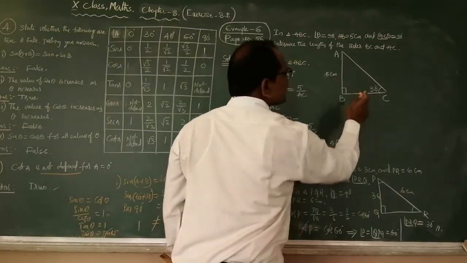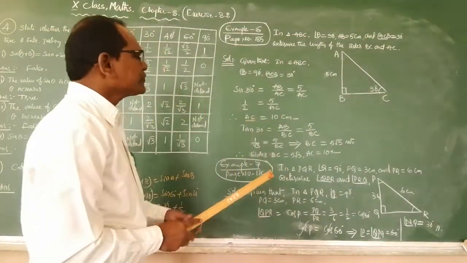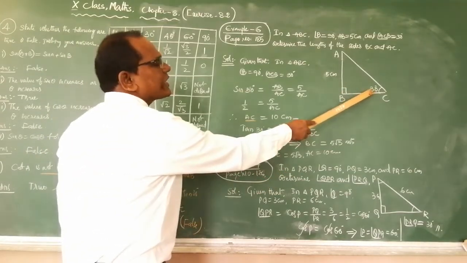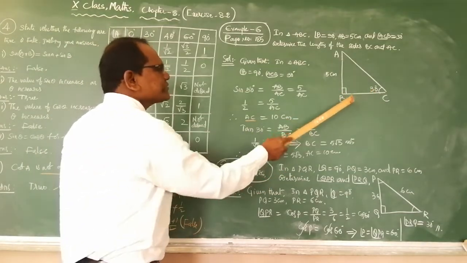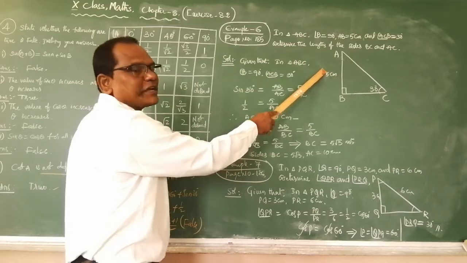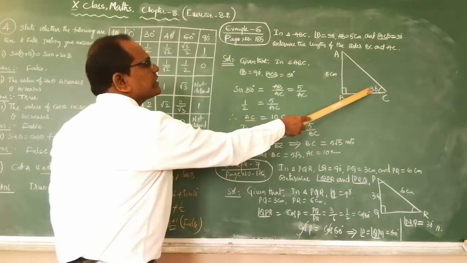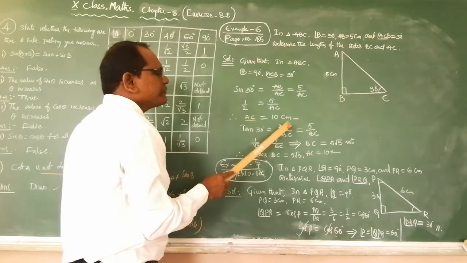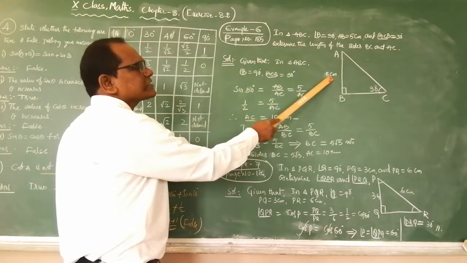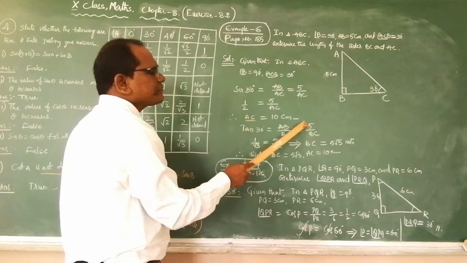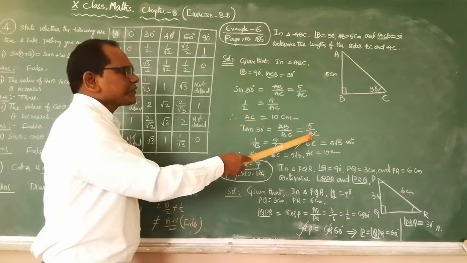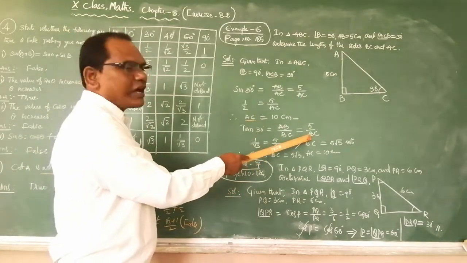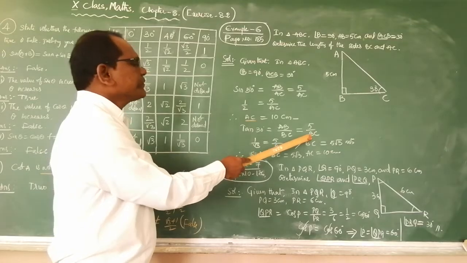The remaining one is BC. For BC also I am planning to take 30 degrees, and I will use tan. Tan 30 degrees means the side opposite to 30 degrees by the adjacent side. The opposite side is AB, and the adjacent side is BC. The AB value we know very well, it is given as 5 centimeters, by BC. BC is the third side we have to find out.